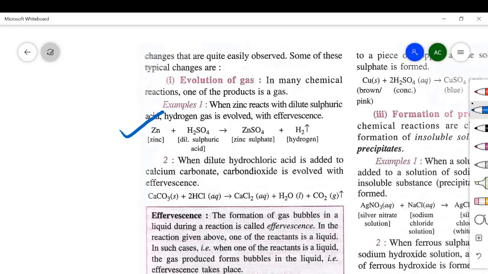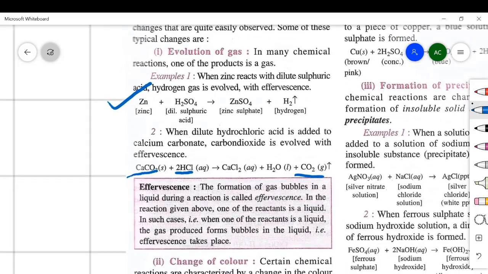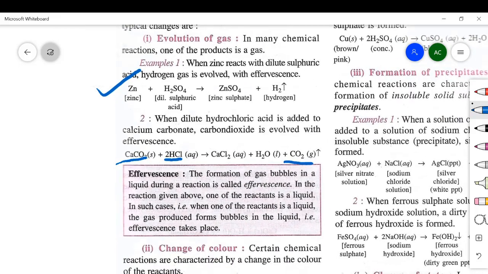Another example is dilute hydrochloric acid added to calcium carbonate. Then also carbon dioxide gas is evolved with effervescence. So here are two examples of evolution of gas. This is the definition of effervescence: the formation of gas bubbles in a liquid during a reaction is called effervescence.